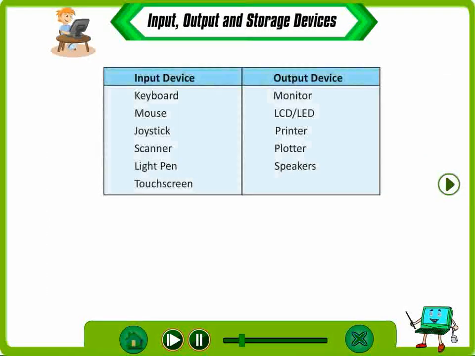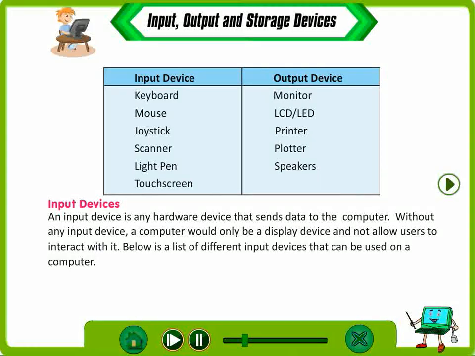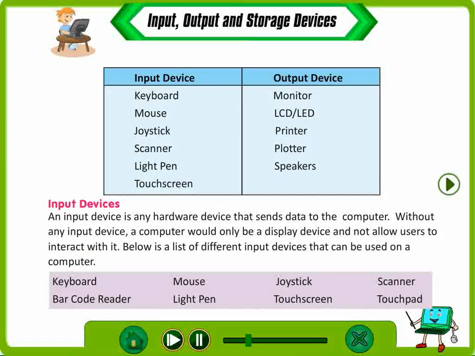Input devices: keyboard, mouse, joystick, scanner, light pen, touch screen. Output devices: monitor, LCD or LED, printer, plotter, speakers. Input devices. An input device is any hardware device that sends data to the computer. Without any input device, a computer would only be a display device and not allow users to interact with it. Below is a list of different input devices that can be used on a computer: keyboard, mouse, joystick, scanner, barcode reader, light pen, touch screen, touchpad.